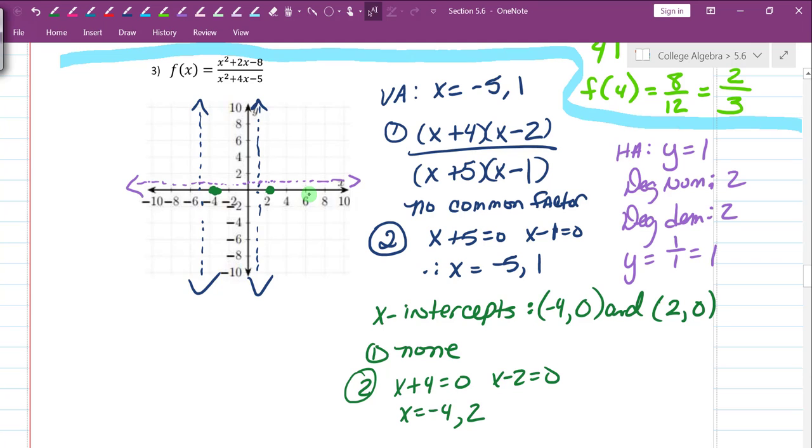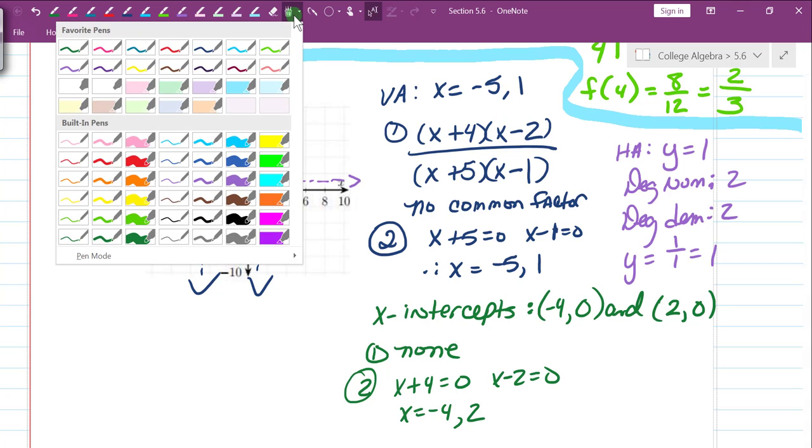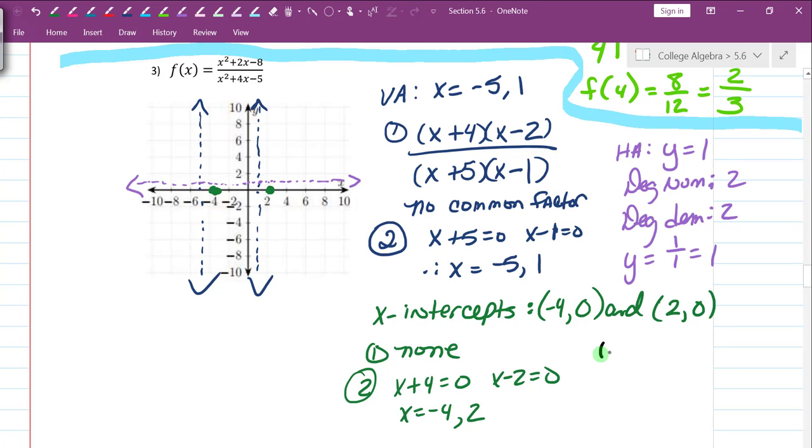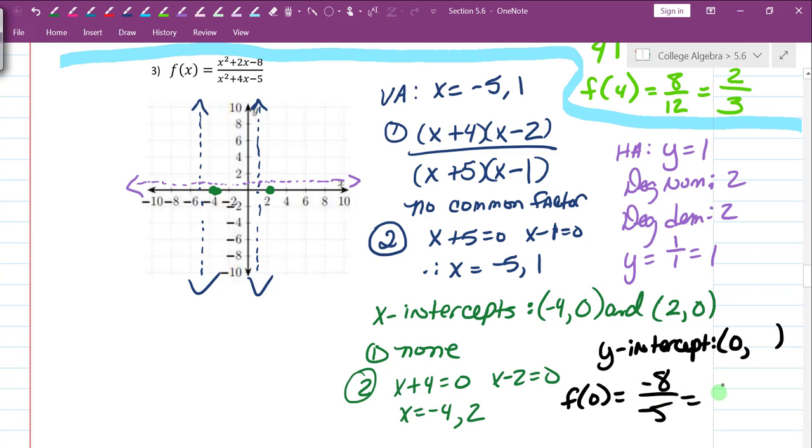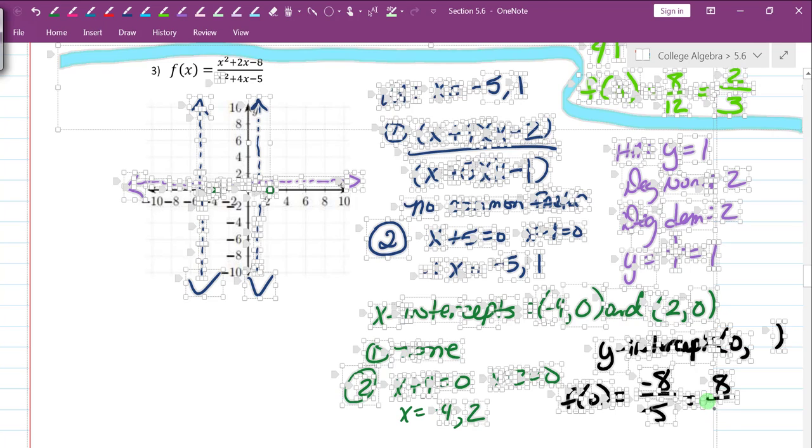Okay, so now I need to solve for my y-intercept. So my y-intercept is going to be a 0 and something. And I'm just going to solve this right here where I plug in 0. And everything's going to go to 0 except for the negative 8 and the negative 5. So that is going to be a positive 5/8, or 8/5 rather.